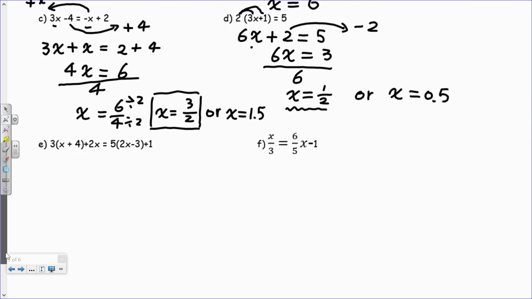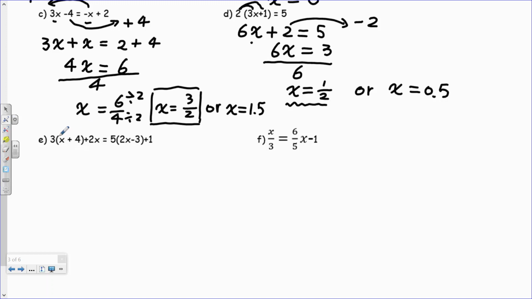So this is for question D, and for question E, you have more brackets, so we just expand to get rid of the brackets, then we can collect the like terms. So 3 times x plus 4, we have 3x plus 12. Then don't forget, plus 2x, you need to copy it down.